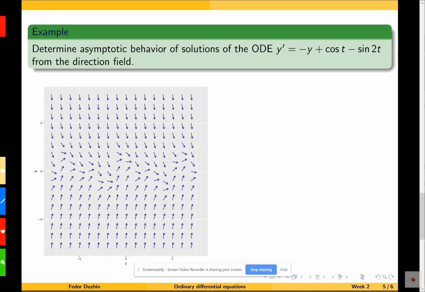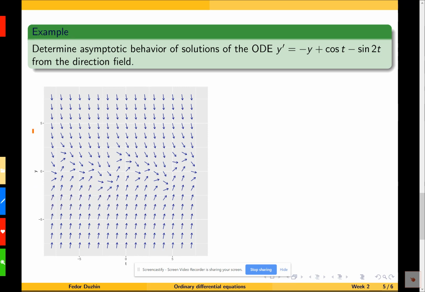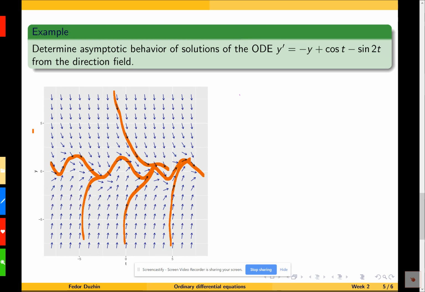Okay, so here we have the differential equation y prime equals negative y plus cosine t minus sine 2t. And what we see here is that it's hard to tell exactly, but there seems to be some kind of oscillation here in the middle, and all other solutions approach this oscillating solution, right? But we can't really tell what that oscillating solution is from the plot.